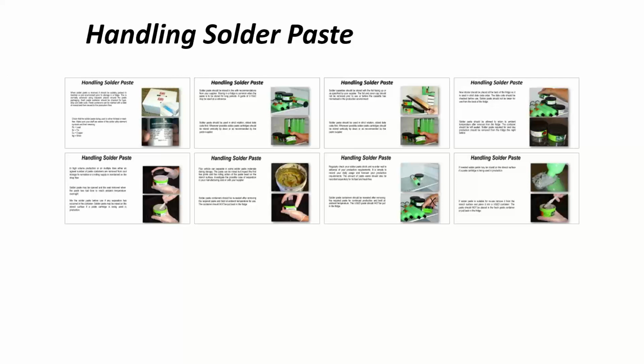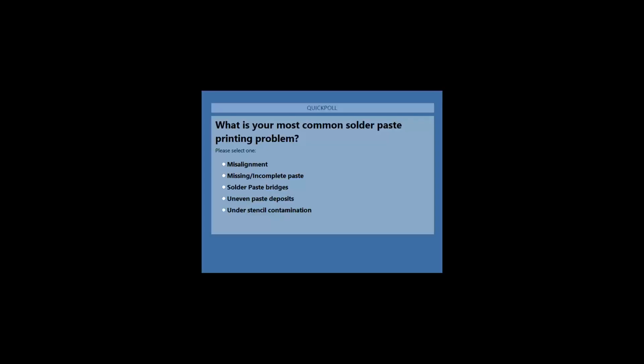And this is, what is the most common solder paste defect during printing that you have or see? So what's the most common defect you suffer from during the printing process? So you've got misalignment, missing incomplete paste, solder paste bridges, uneven paste deposit, or under stencil contamination. Well, we're doing well here. This is rushing up to 60%. People have voted, so keep jabbing the screen. So we're up to 70%.